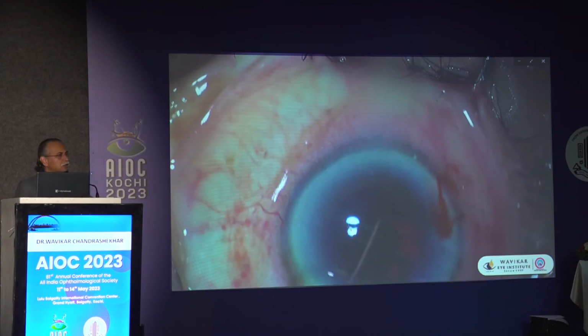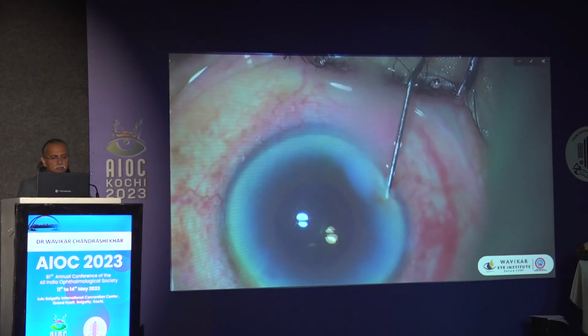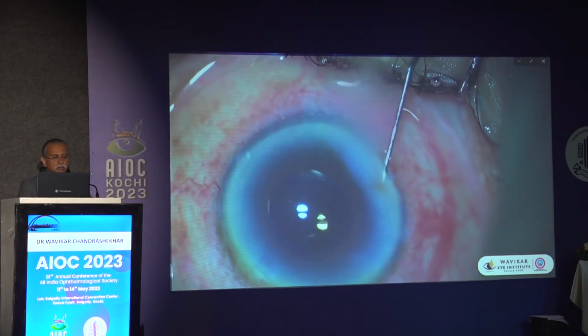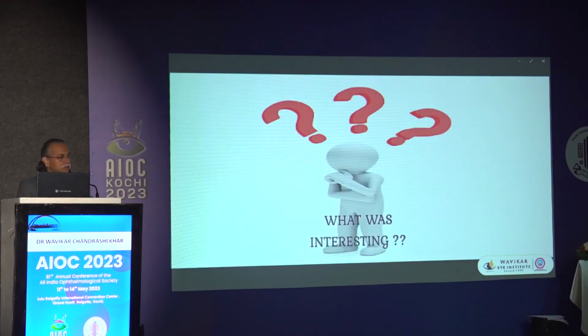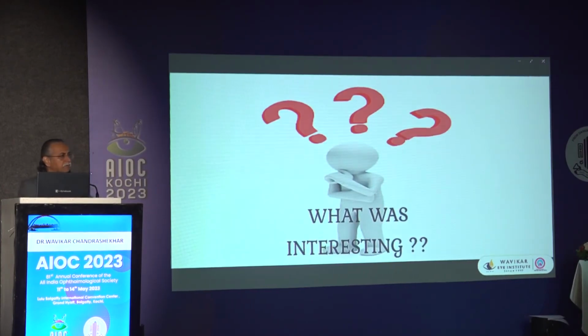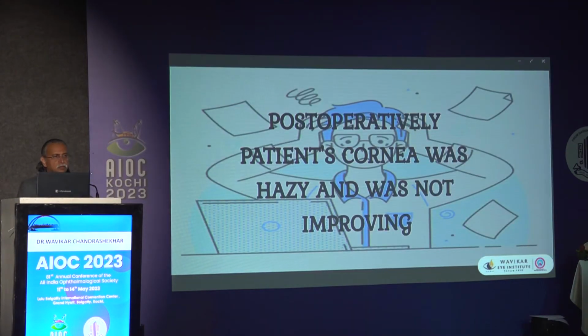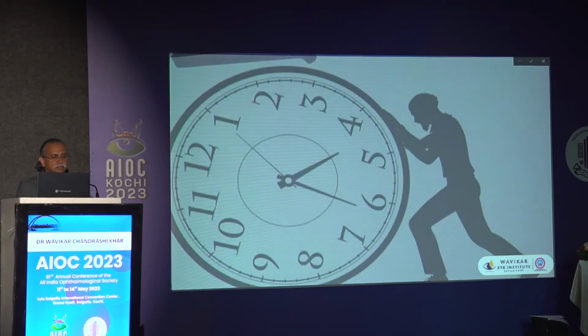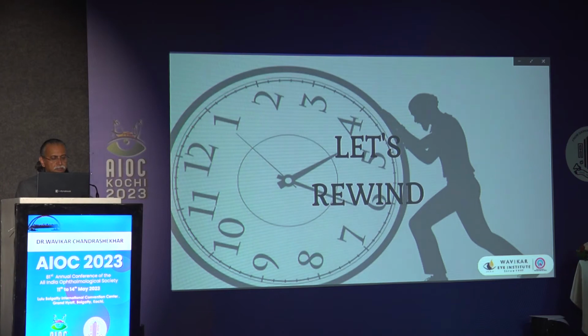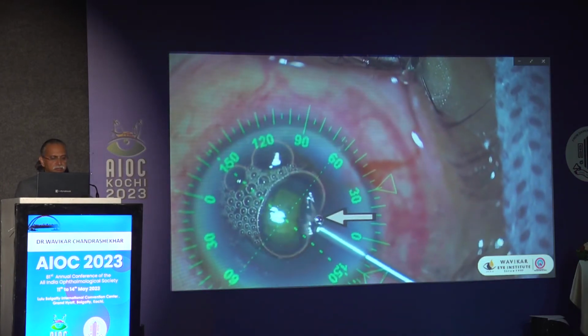So basically, what went wrong? It appears that everything was very smooth, but the patient had a very cloudy cornea, and it refused to improve and get clear. That is where we decided to look at the video again. So let's rewind. There were enough telltale signs, but we were just blind to it.